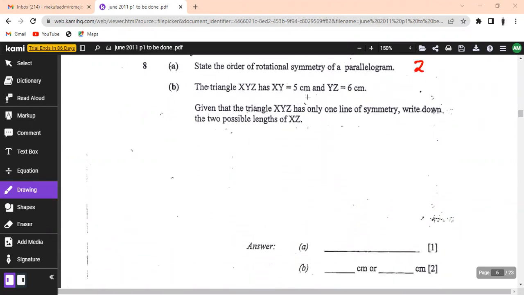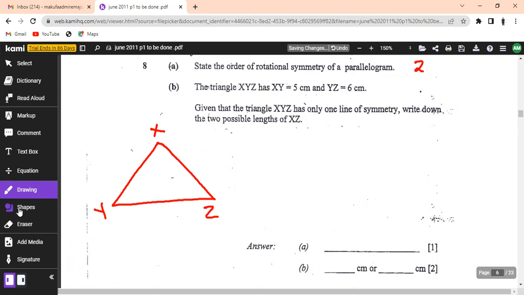We have got a triangle, which is called XYZ. Let's just save our sketch of the triangle, it's X, Y, Z. On this triangle, the question is, given that XY is 5 centimeters, and YZ is 6 centimeters, like that.